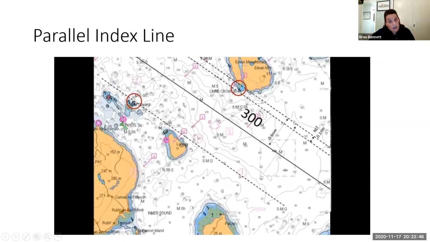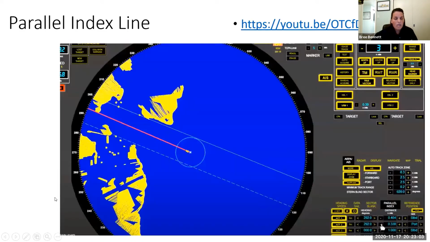My cross-track error would be to starboard. I'm closer to that point of land. If that line is further away, that means my cross-track error is to the left. I'm further away from that island than I thought I would be. So this is what it actually looks like on the radar. This is a parallel index line.